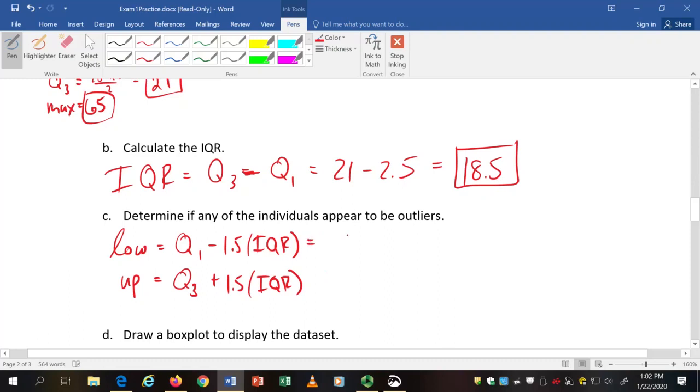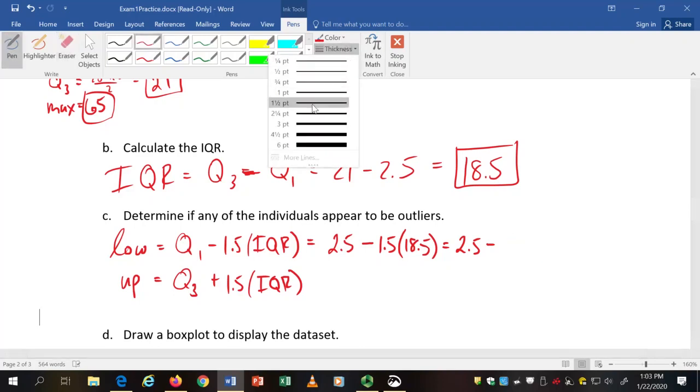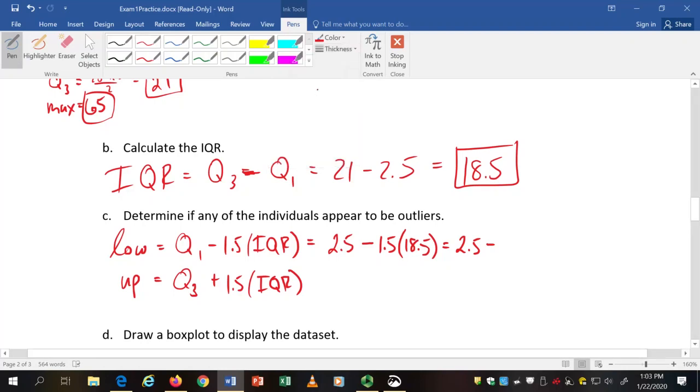So then, Q1, we already calculated it. It was 2.5, minus 1.5 times the IQR, which was 18.5. So that's going to be 2.5 minus 1.5 times 18.5. Is it 25.25? Is that the answer, or is that 1.5 IQRs? What is it actually? If you do 1.5 times the 18.5, what do you get? 27.75? There you go. And that's how you got the negative 25.25. So that's your lower bound.